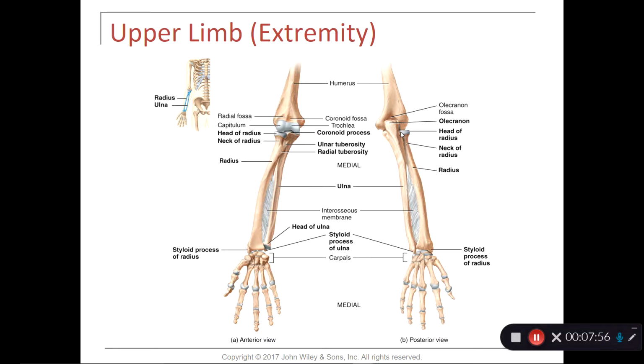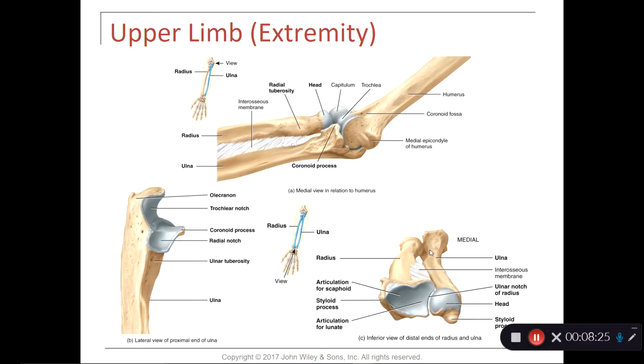The ulna's head is actually on the opposite side. It's more distal, closer to that hand. The head of that ulna has a styloid process, which only allows the hand to wave side to side to a certain degree. The radius also has that same setup, only allowing that hand to move to a certain degree, but much less so than that of that ulna.